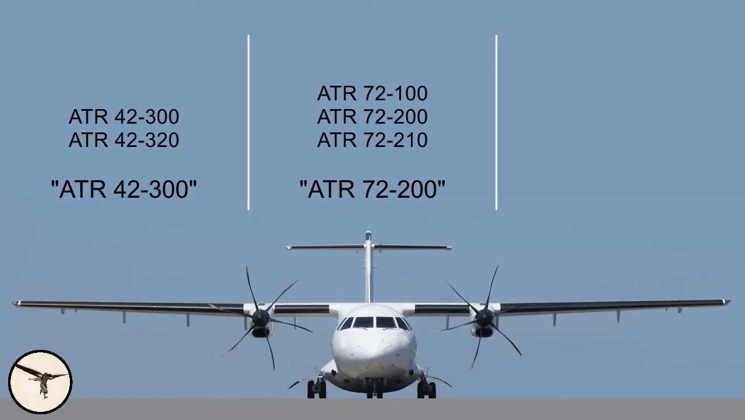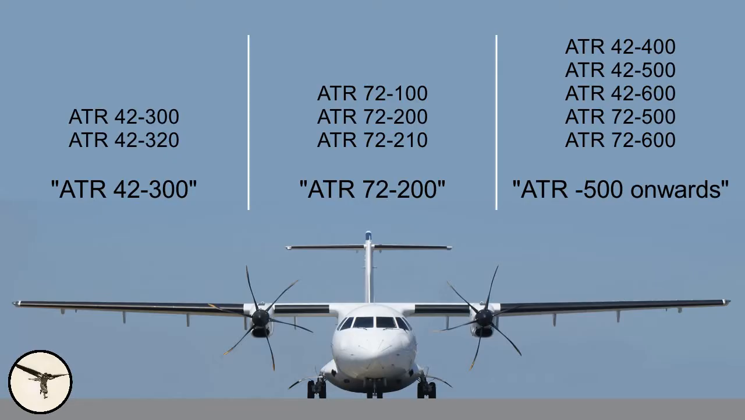The second group consists of ATR 72-100, 200 and 210. The 100 is identical with the 200, but has a reduced max takeoff weight. The 210 is also identical to the 200, with the exception that the engines are more powerful. I call this group ATR 72-200 because this was the most produced variant.